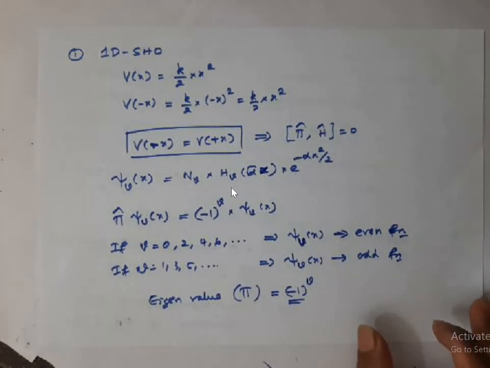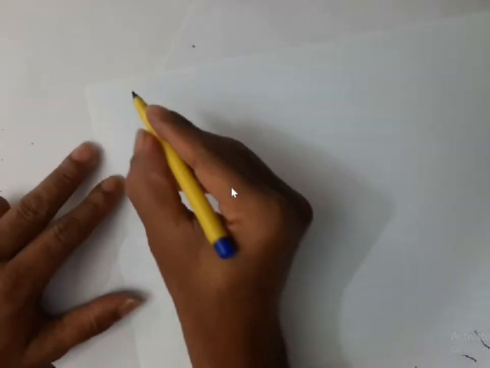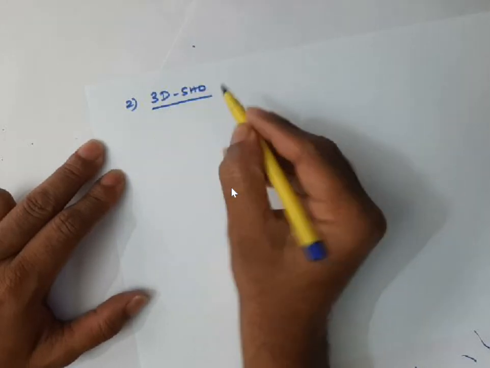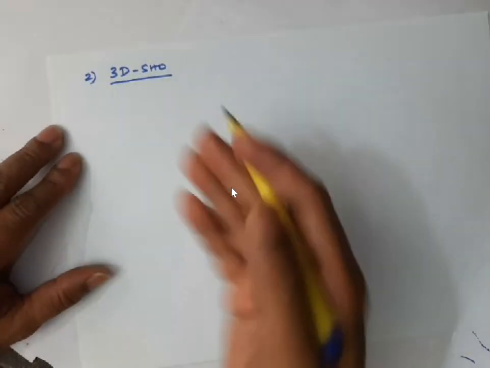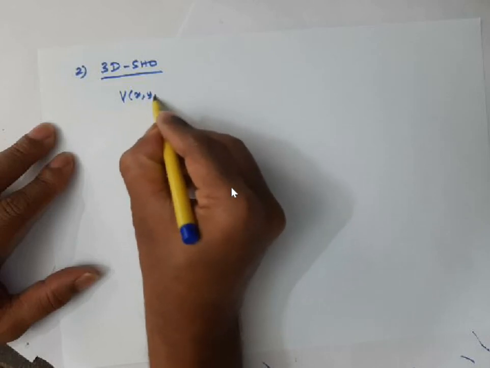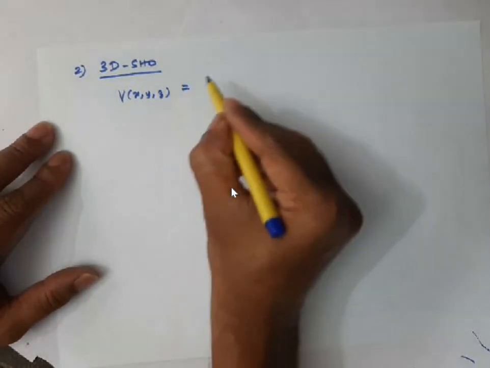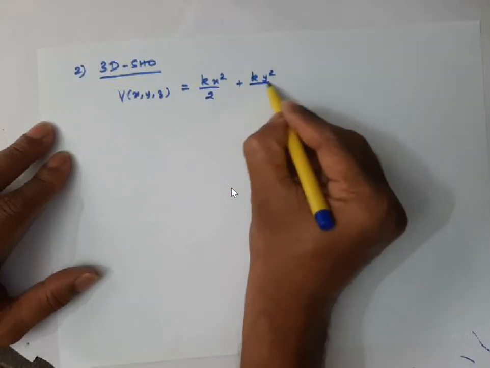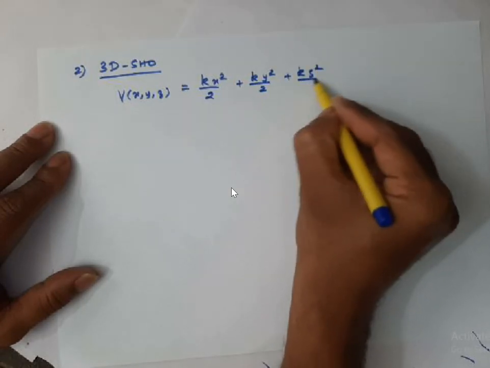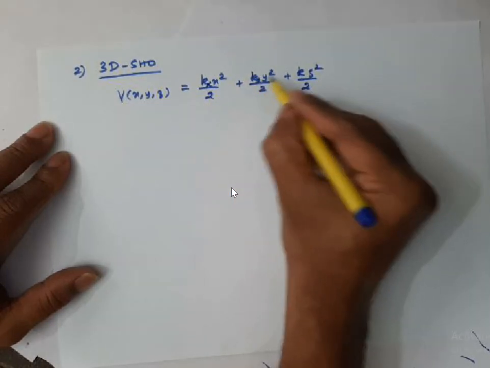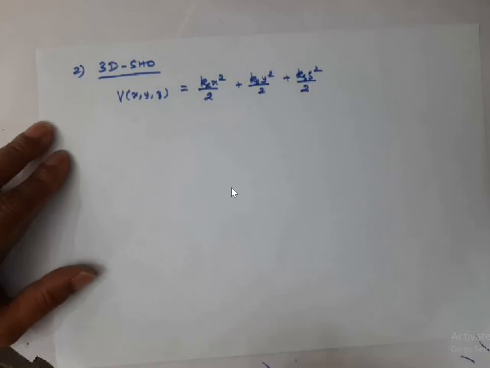In a similar manner, I'll take a three-dimensional simple harmonic oscillator as the second example. It can even be an isotropic oscillator. You know very well, in this case the potential energy is a function of x, y, and z, given as kx squared by 2 plus ky squared by 2 plus kz squared by 2. I'll represent these force constants as kx, ky, and kz.